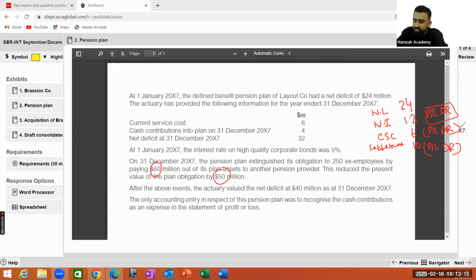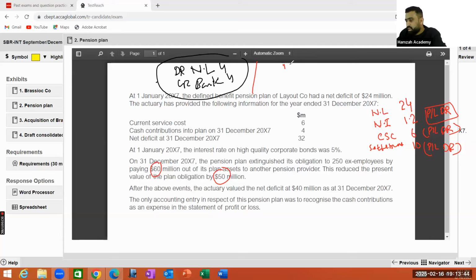And there is a contribution by the employer. Now, normally when the employer contributes to the fund, the net liability should be reduced and the bank should be credited with 4 million. That is the right entry. But the accountant recorded it incorrectly, and the accountant debited the profit and loss account and credited the bank by 4 million.